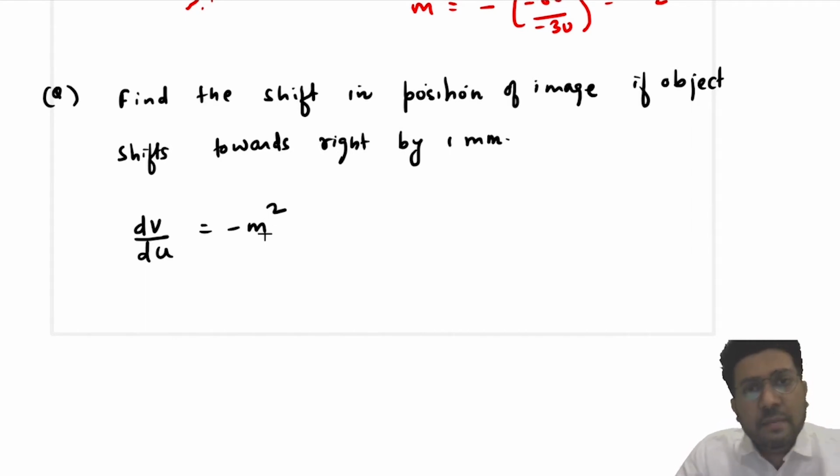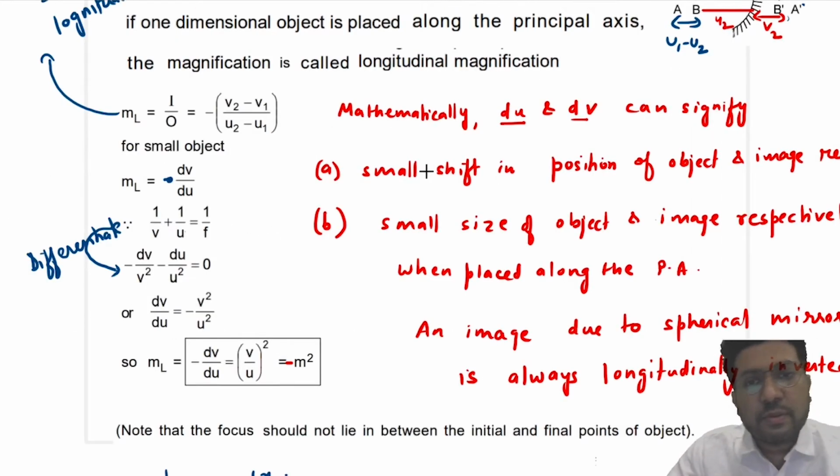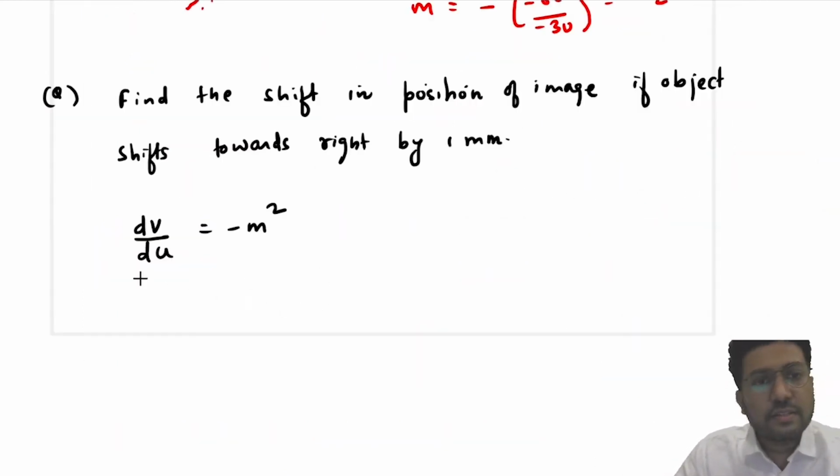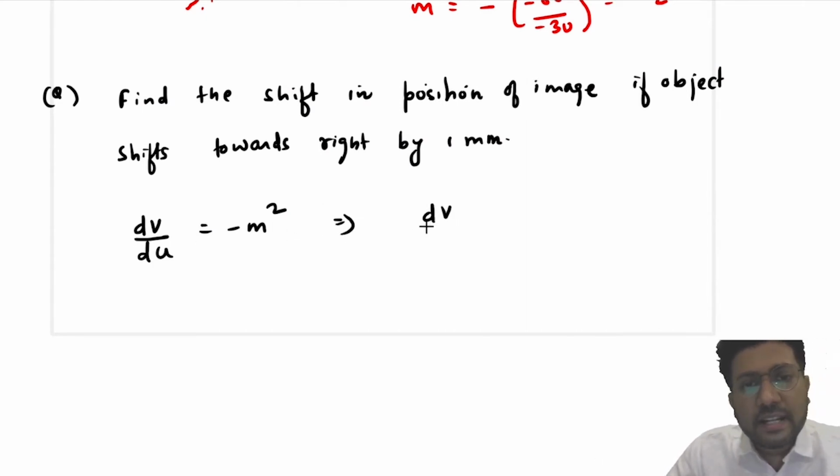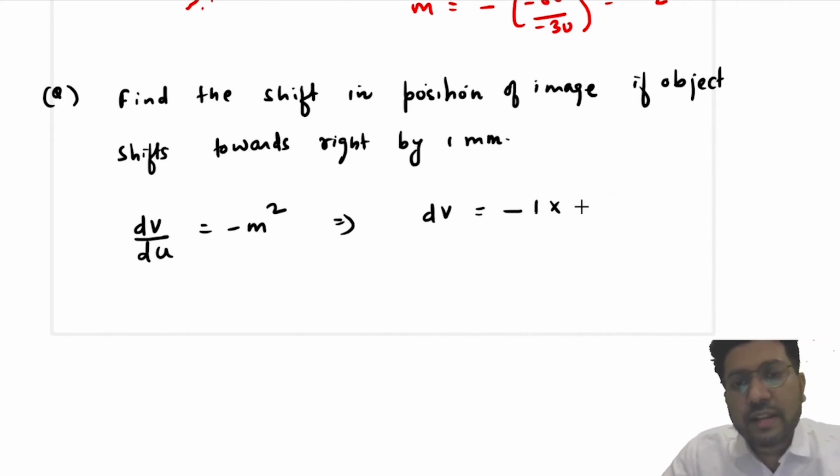And mathematically I have told you again, if you remember, du and dv can represent small shift in the position of object and image respectively, right? So dv divided by du is 1 into m is minus 2, so minus 2 square is 4. So that means the shift in image is minus 4 millimeter.